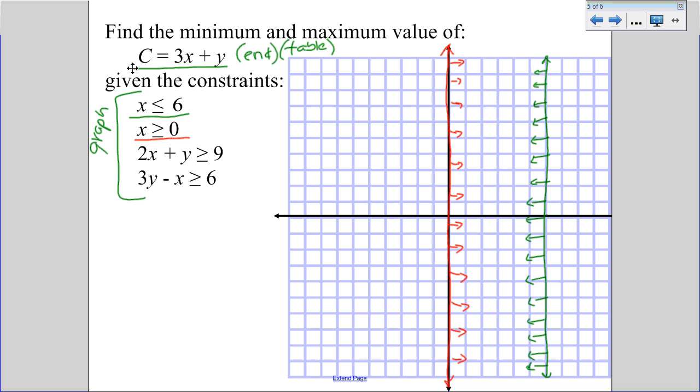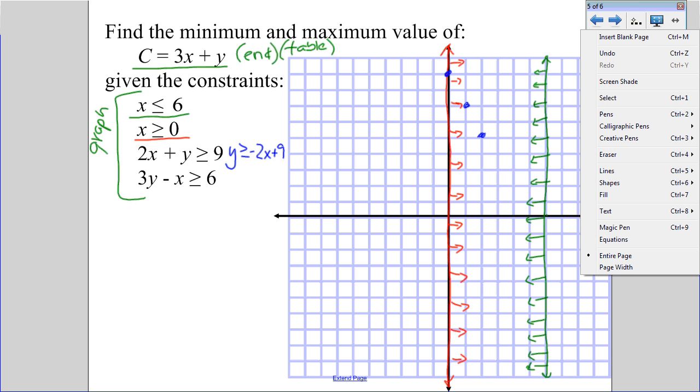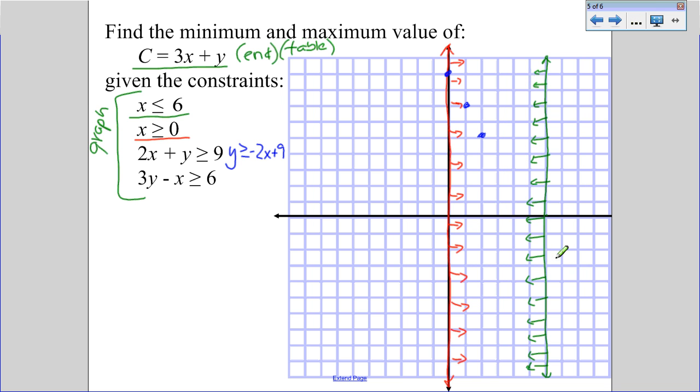I now need to graph y is greater than or equal to negative 2x plus 9. Solving for y to graph is really nice. So I'm going to start at 9. 1, 2, 3, 4, 5, 6, 7, 8, 9. And then I'm going to go down 2 over 1. Remember, I'm looking for intersections. So I have an intersection right here. I've got an intersection right there of my blue and red.